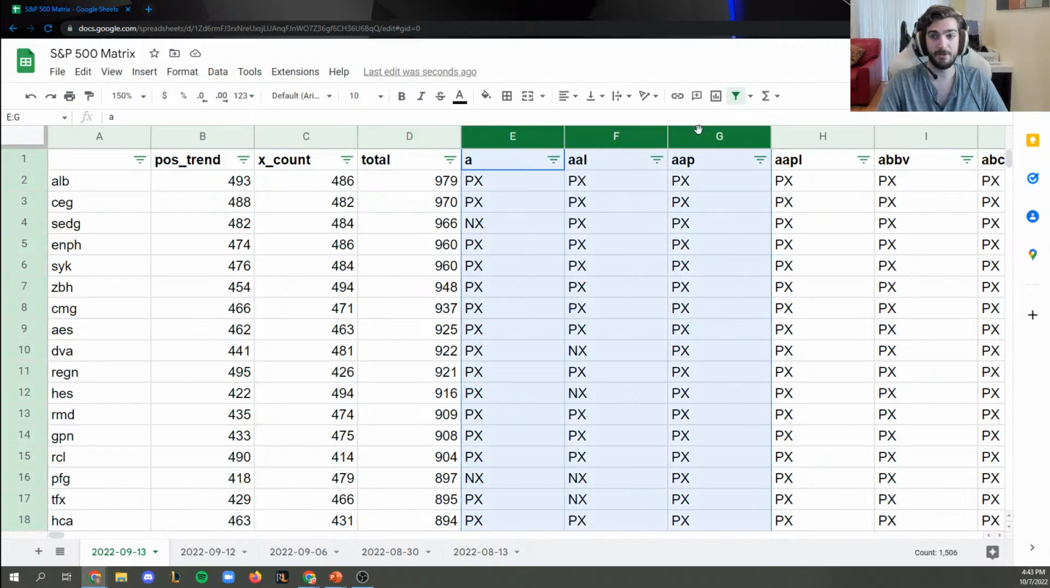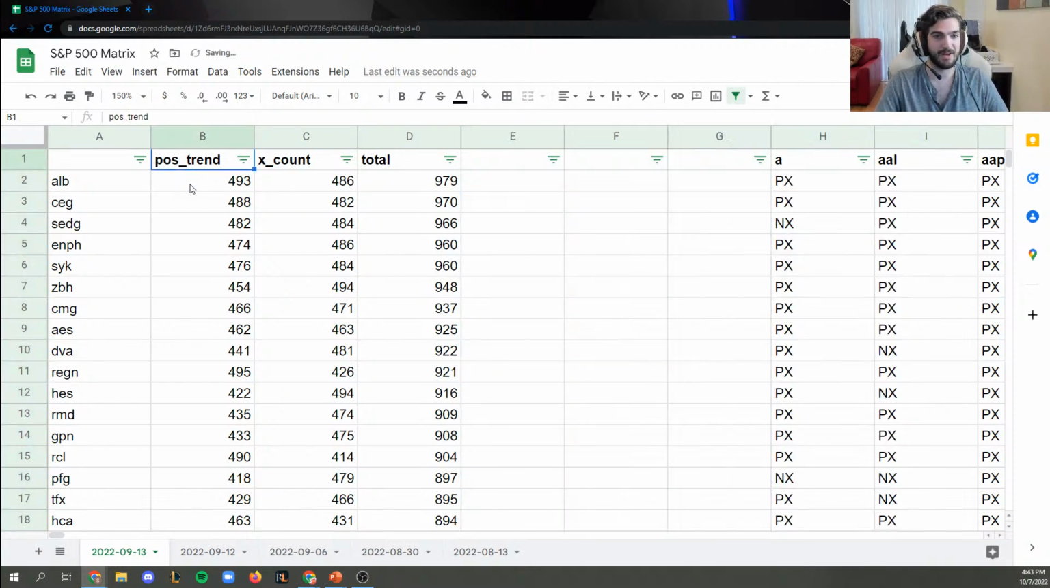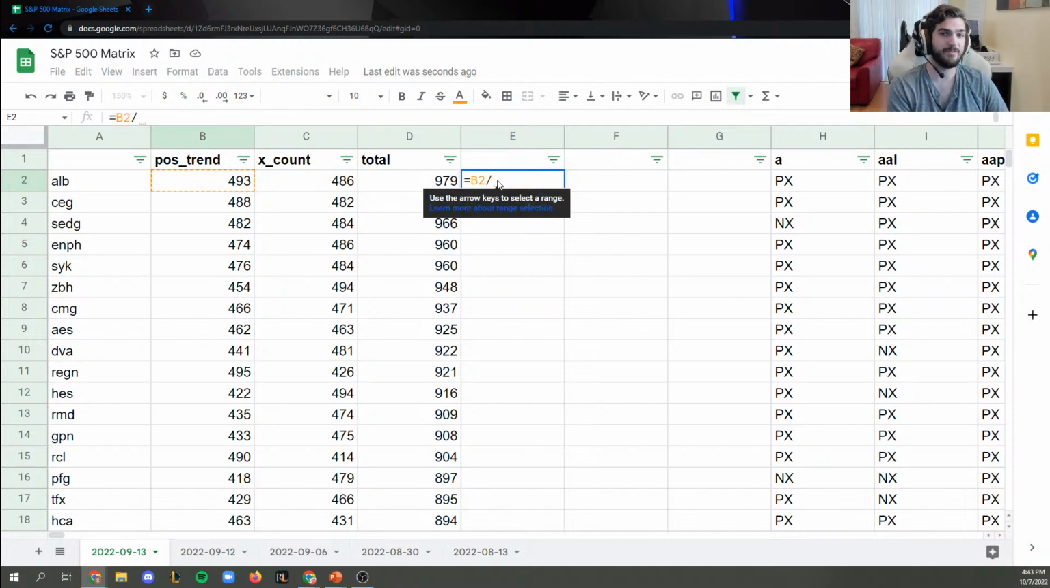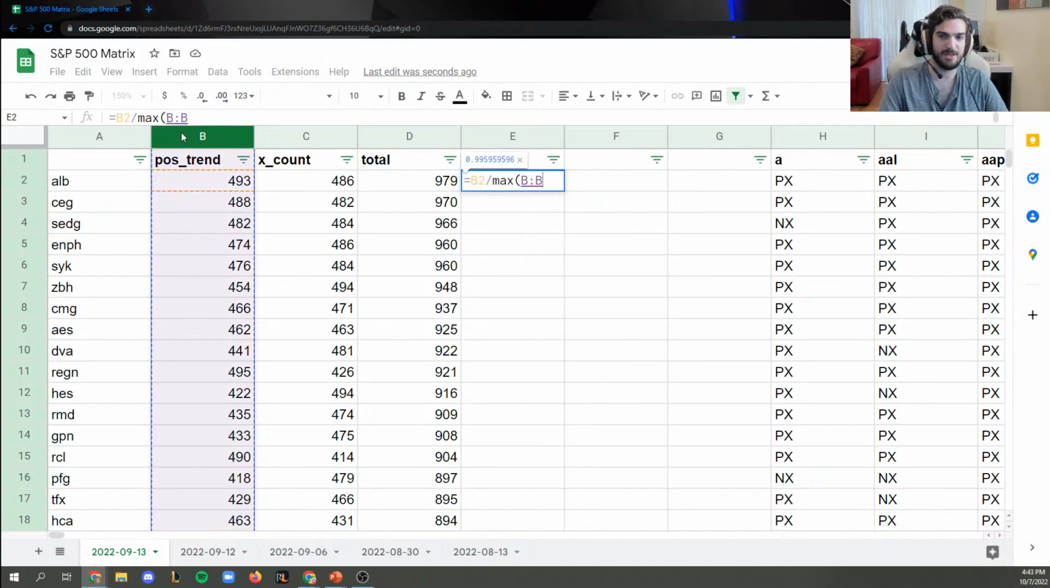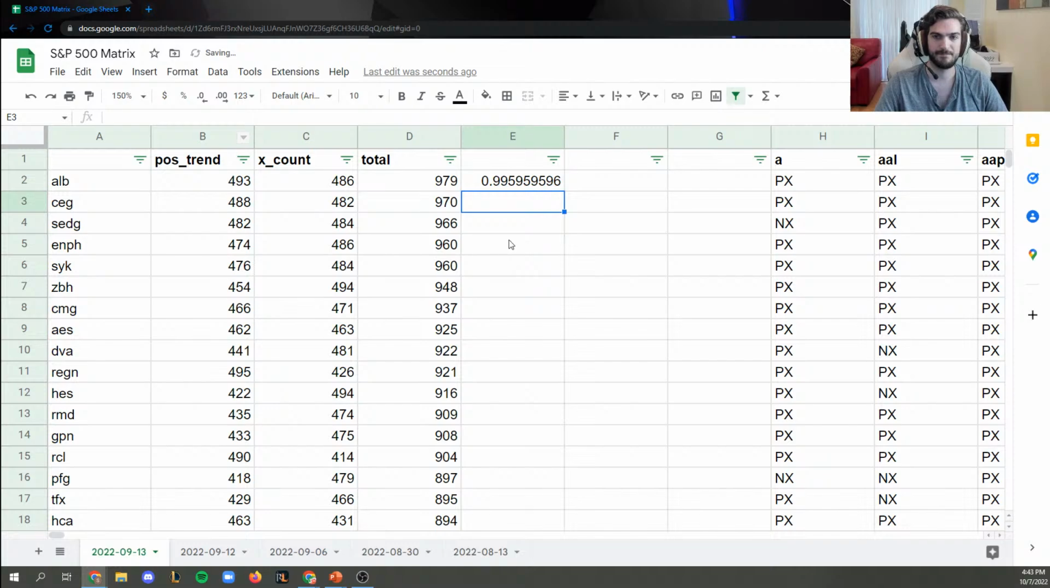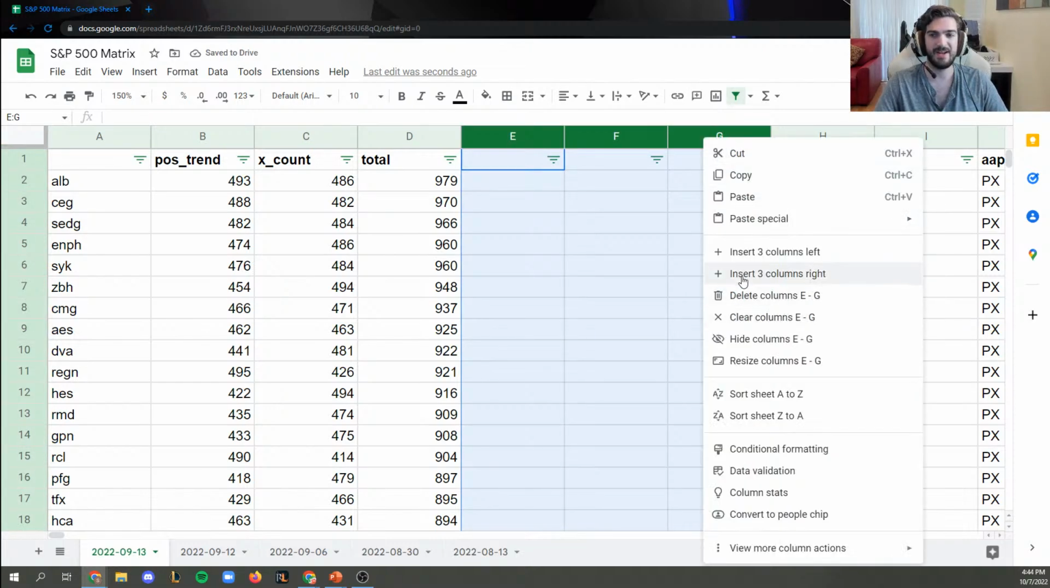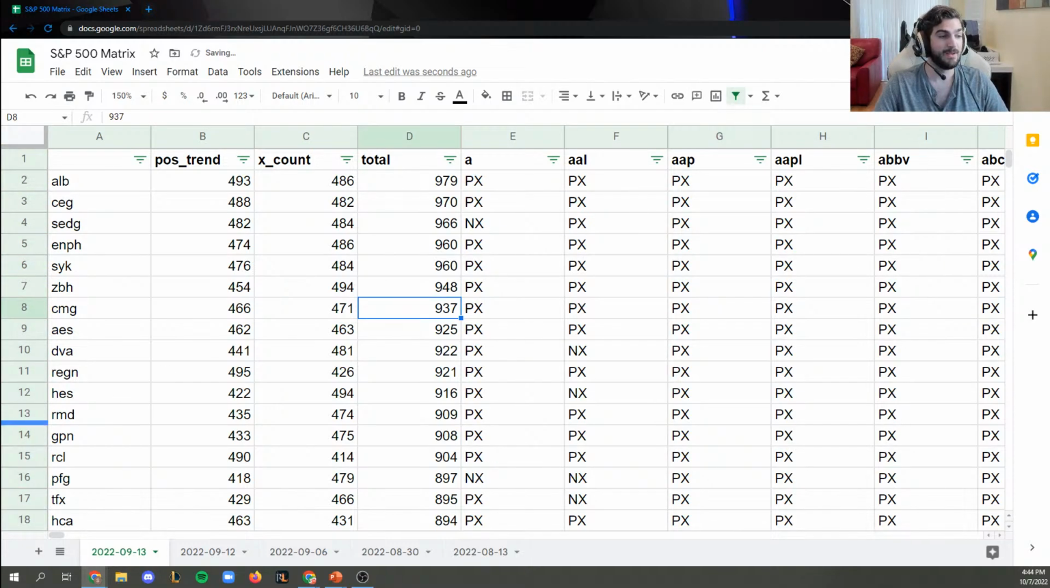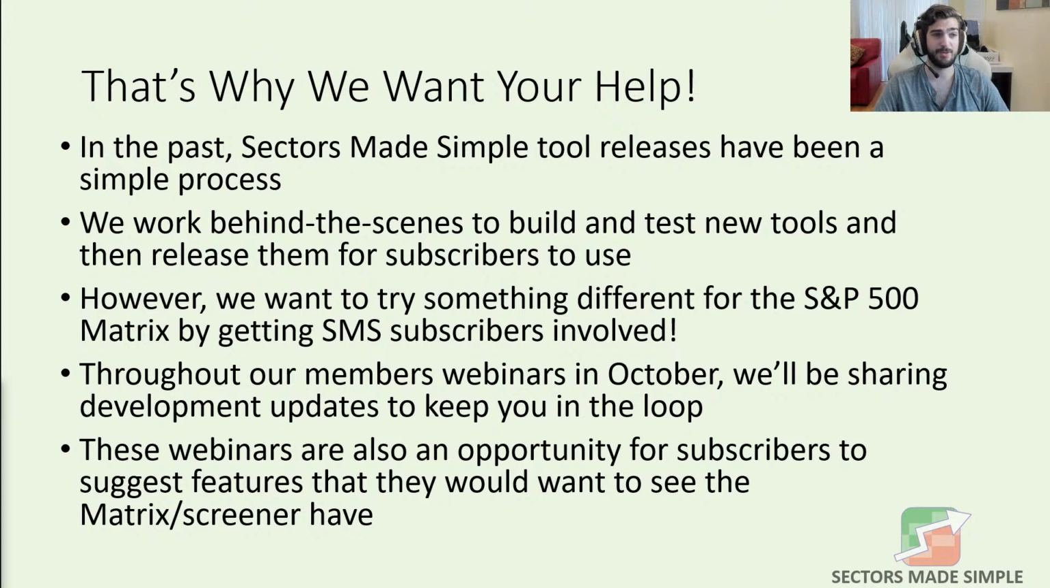Or another way we could do it, instead of saying compared to 500, what if we just said, all right, I want to see how the strength of this company compares to the largest company in the list. We can do that too. There is no end to the amount of ways that we can turn this data into a tool. So we want to share that process with you all.